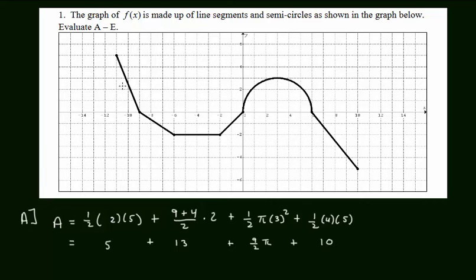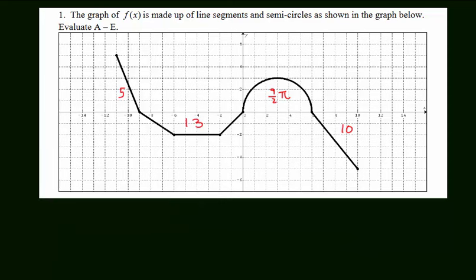Simplified a little bit, and so this area here is 5, this area here 13, 9/2 pi, and finally 10. Add those all up together and we get 28 plus 9/2 pi. That is the total area. For parts B through E, you might want to press pause, give it a try, and then come back and let's talk and check some answers.